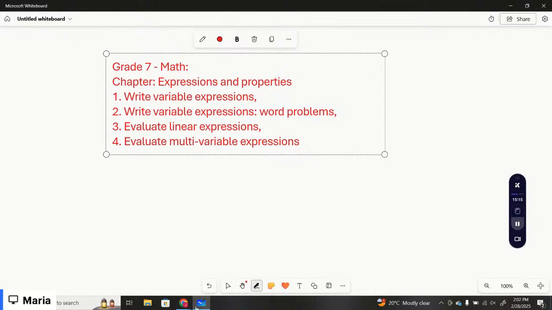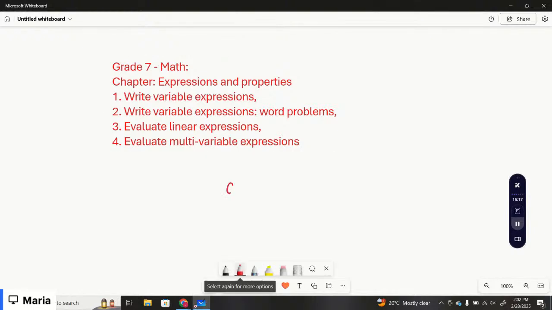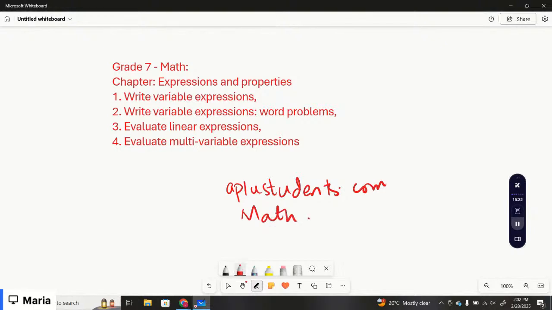You can find all the lessons on aplusstudents.com. You have to log in there using your email address and password as provided by the administrator. Then you have to select math from the subject tab. Scroll down to grade 7 math and then click on view on lessons. There you can find a list of the chapters.